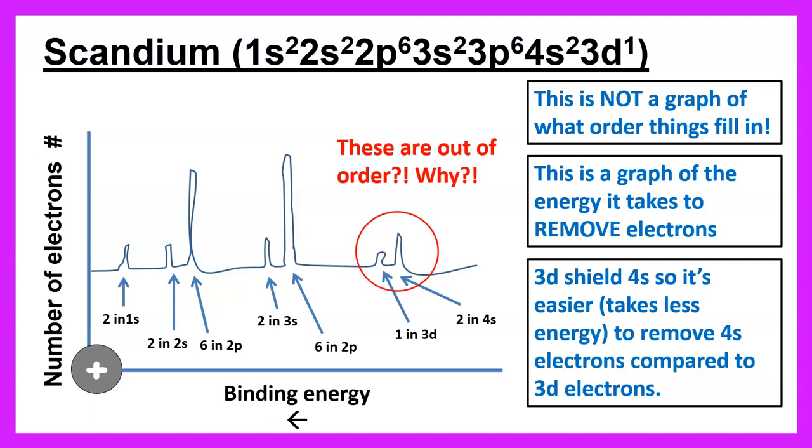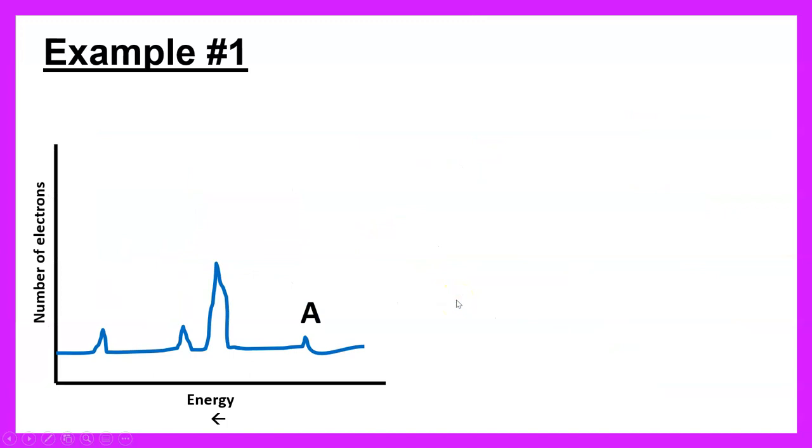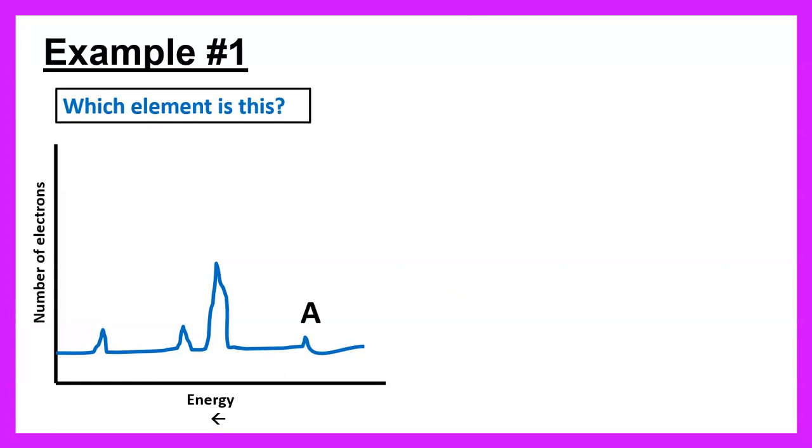So be careful that you're not on autopilot. Don't be a little robot labeling your peaks in the same order as your configuration. When your configuration starts getting out of order up here, you got to start being careful down here. Why don't you look at this graph and try to think about which element this might be. Pause it and actually try it on your own. Use the height of the peaks, use the number of the peaks to help you figure out which element this might be.